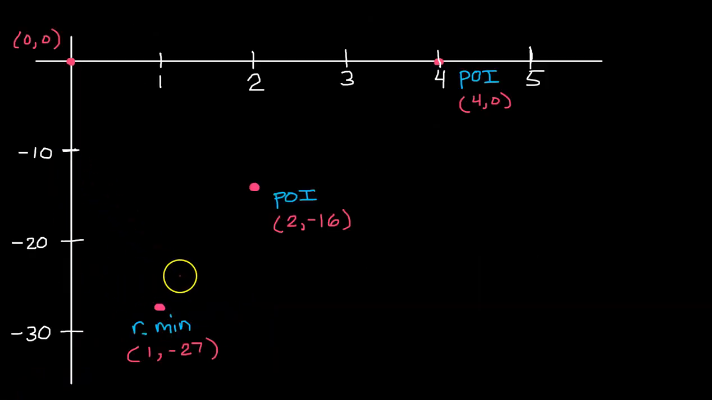So here are the 4 key points that we found. The x and y-intercept 0, 0, a relative min at 1, negative 27, a point of inflection at 2, negative 16, and another point of inflection at 4, 0. Let's look back at our chart and see where the function is increasing and decreasing and where it is concave up versus concave down.